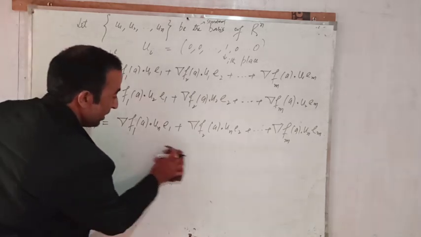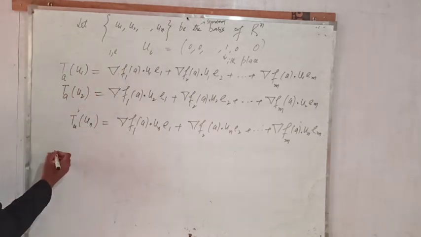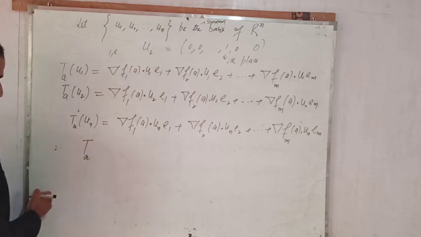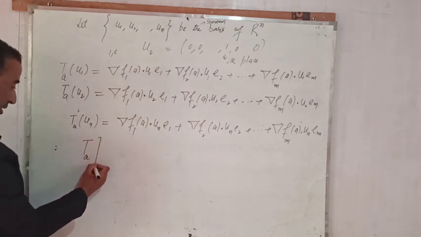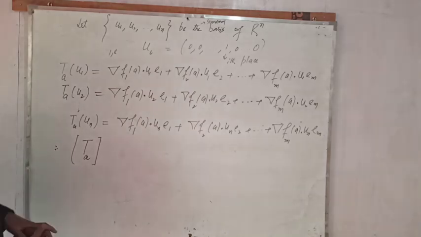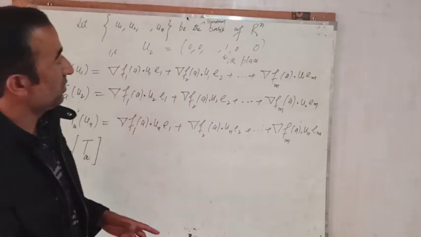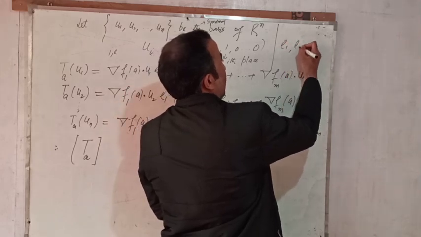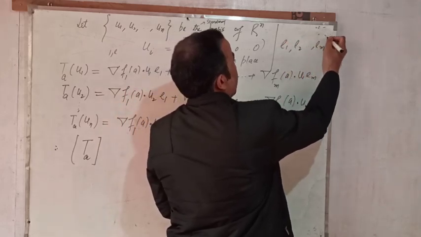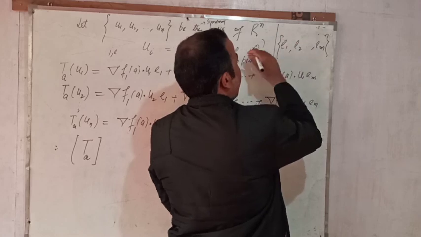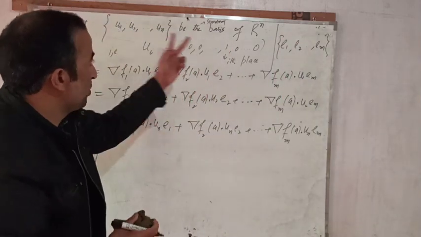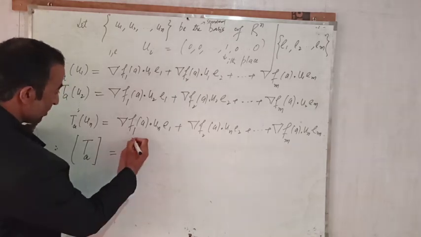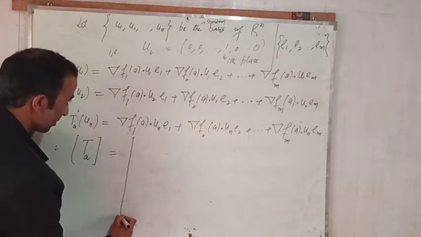So our matrix will be, therefore, the matrix representation of TA with respect to the same basis, and what are the bases of Rn? We can write that E1, E2, so on, En, with respect to these two bases. I have not used the name of these. With respect to these bases, the matrix will be, simply take the transpose.